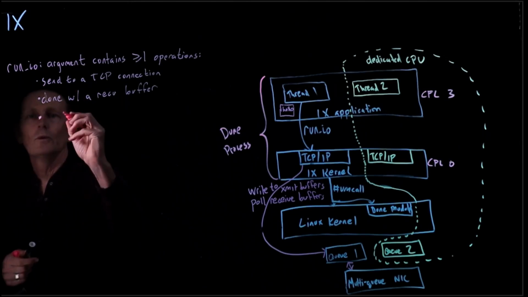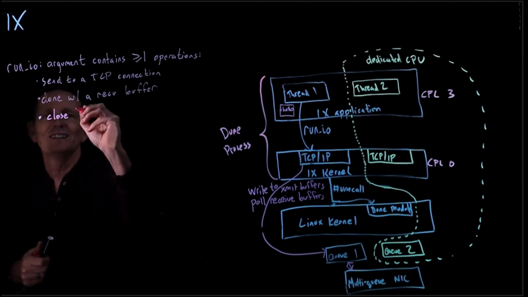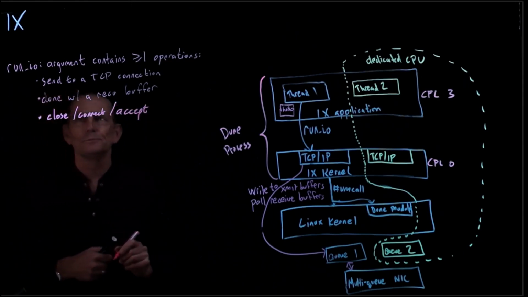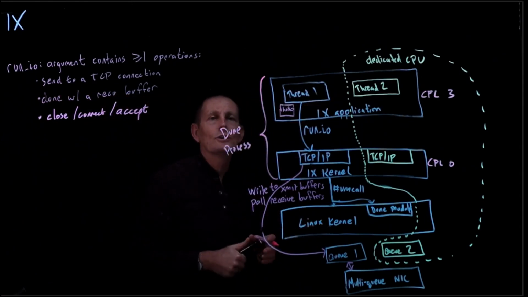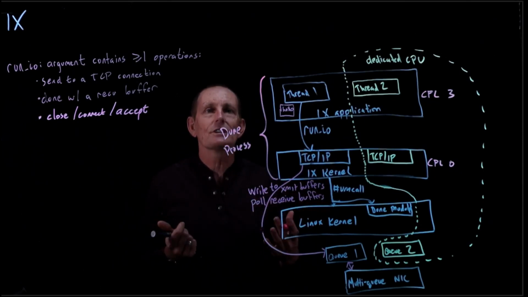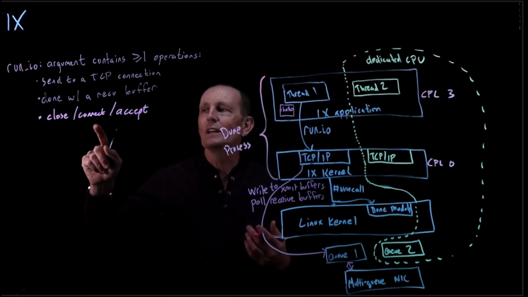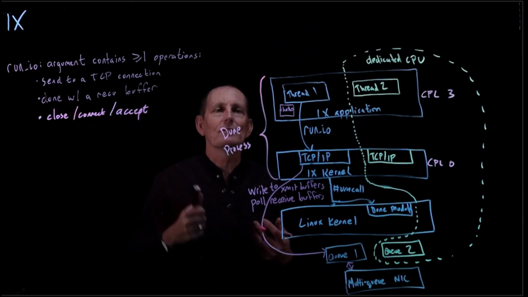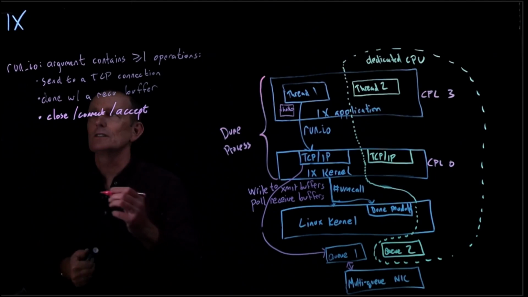What else can we do? We can close a connection. We can connect to a remote server, or we can accept a connection if we're a server. So this is all the information that the application is providing to the TCP/IP stack in the IX kernel. That is, here's data to send over existing connections. Here's management of connections, like closing a connection, opening a connection, accepting an incoming connection, and giving back buffers that have previously been provided. So that is what's going out on the run IO.